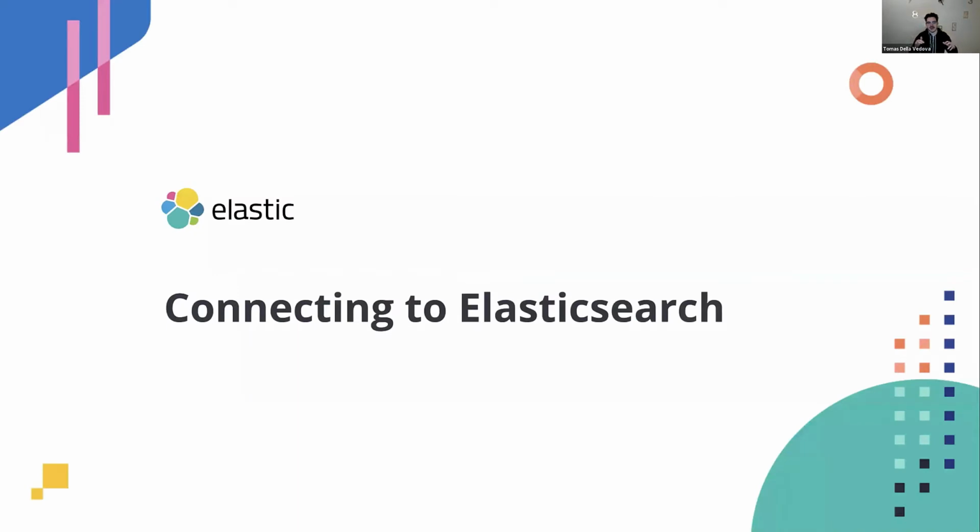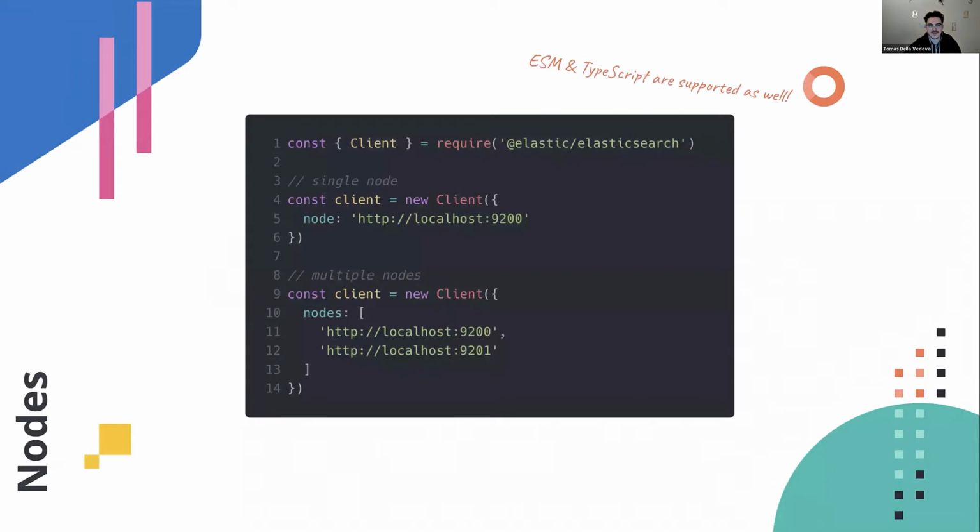So how do you connect to Elasticsearch with the client? It's very easy, really. You just require the client, and also be aware that both ES modules and TypeScript are supported as well. So whatever is your taste, we got it. Then you have to create a new instance of the client, and you can pass the URL of the node you need to connect to. You can even pass multiple nodes in case you already know the addresses of the other nodes.